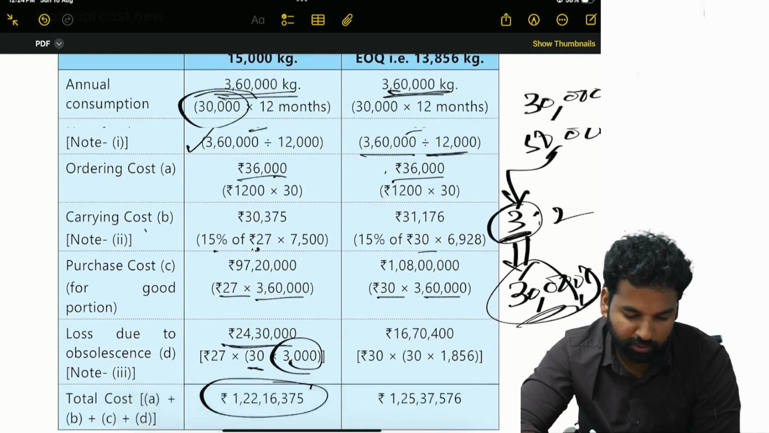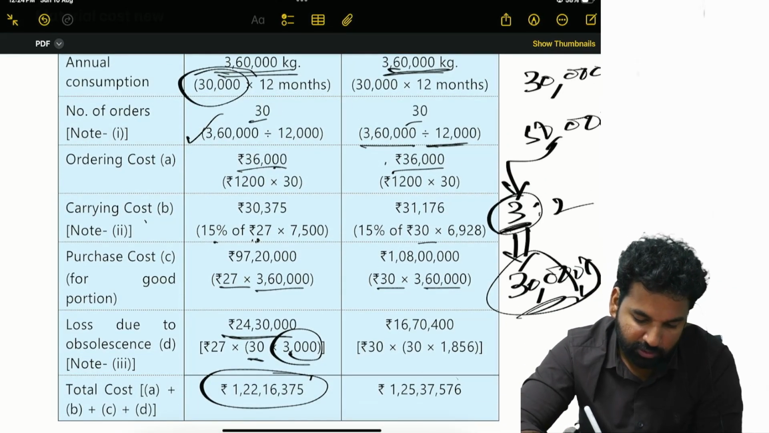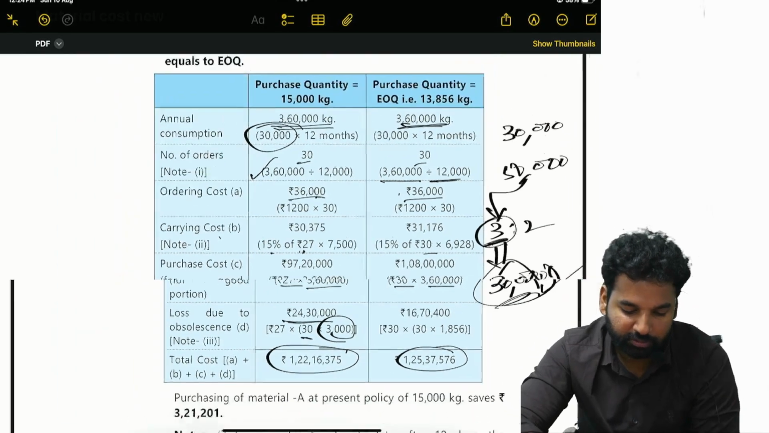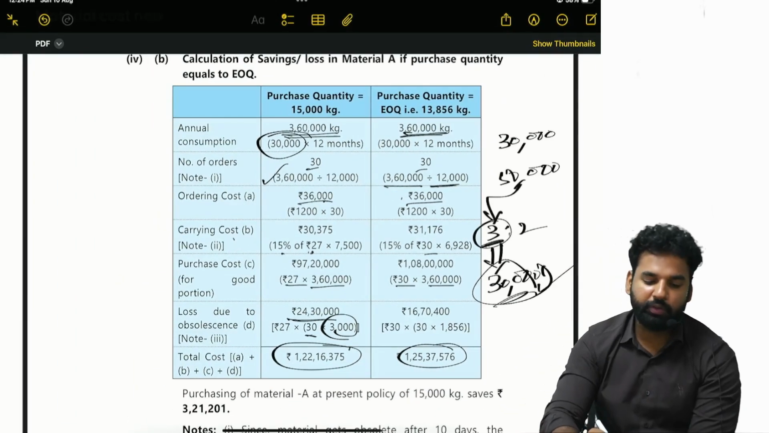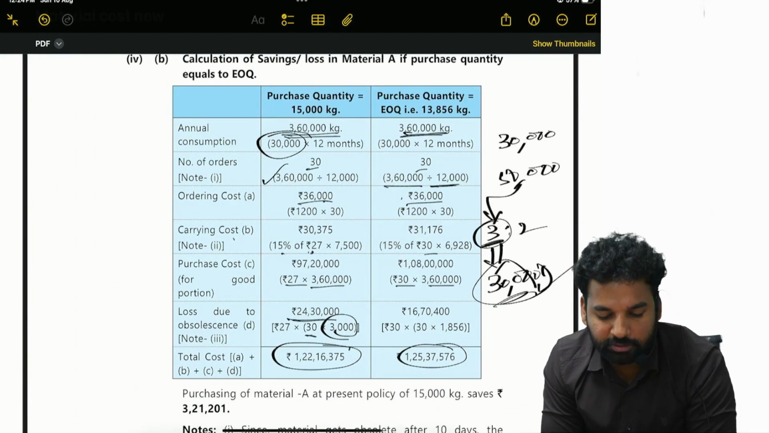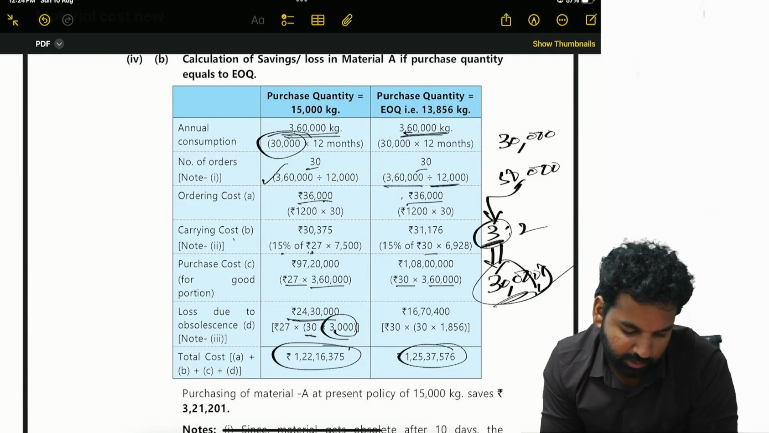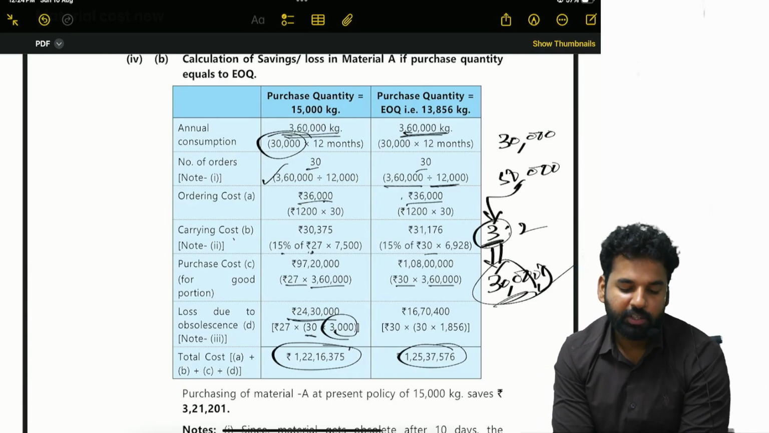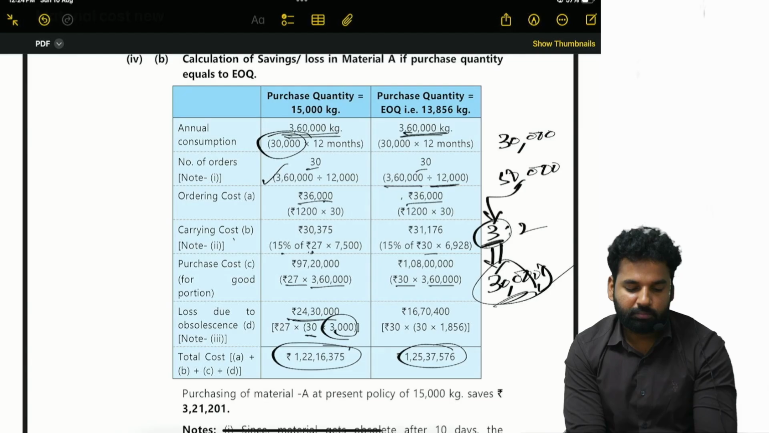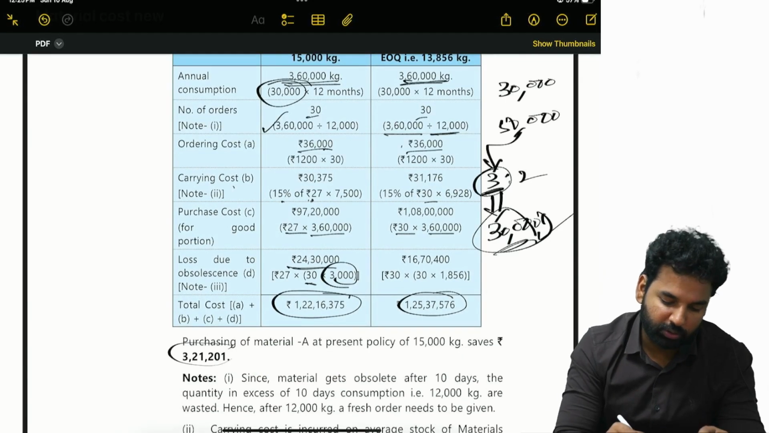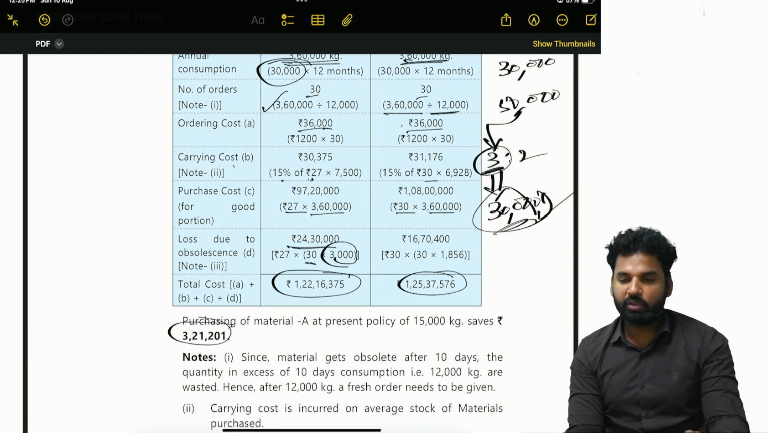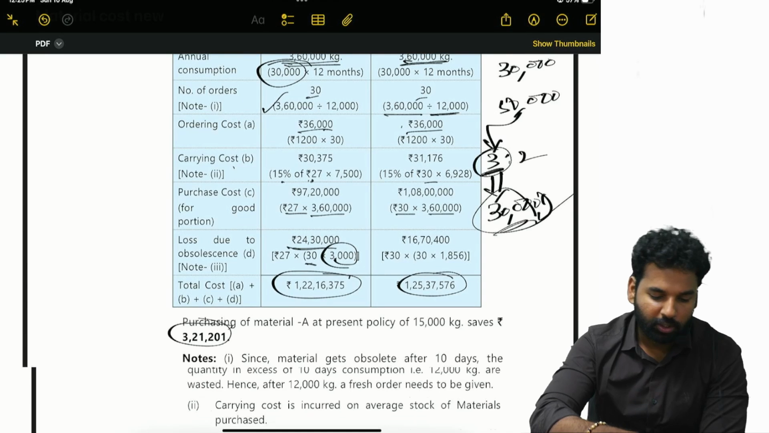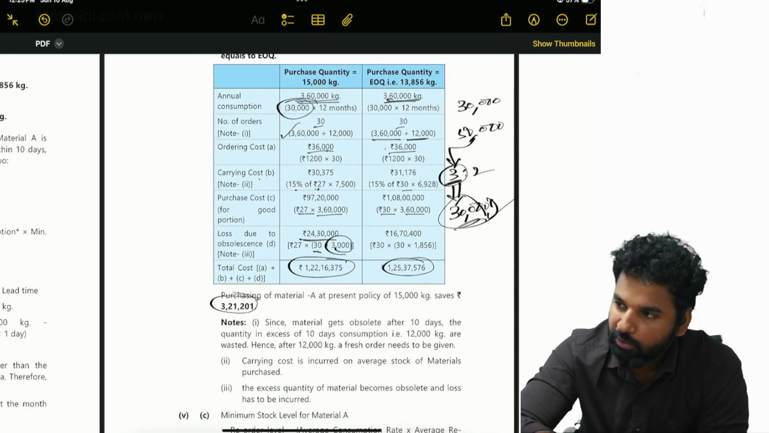So if you go for this option, you have 1 crore 25 lakhs. So if you are going for EOQ, you will lose another 3 lakhs, 20,000. 3,21,200. You understand this question? Okay. So loss of profit.